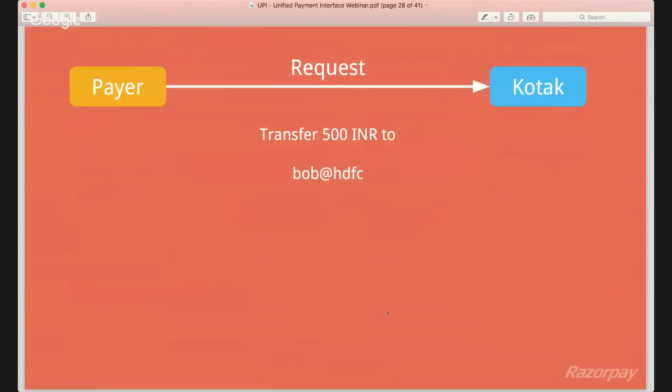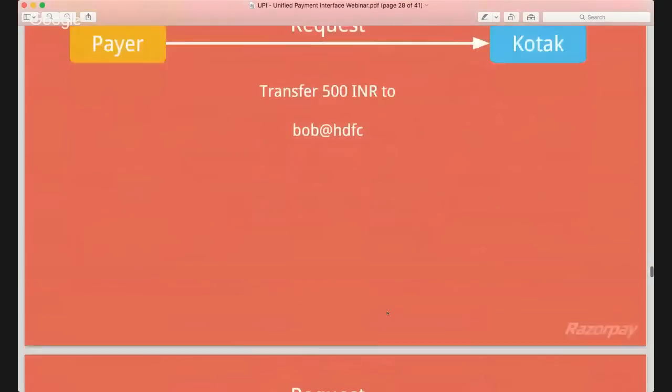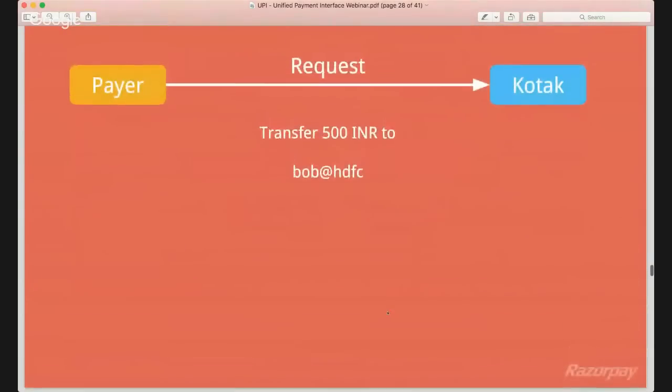So this identifier could have been different. It could have been a bank account plus an IFSC code. It could have been a mobile number. It could have been an Aadhaar number. It could also have been a RuPay card number, which would essentially mean a direct transfer to a debit card. We'll see all of those, but for simplicity's sake, let's just take one single example, which is Bob at the HDFC.